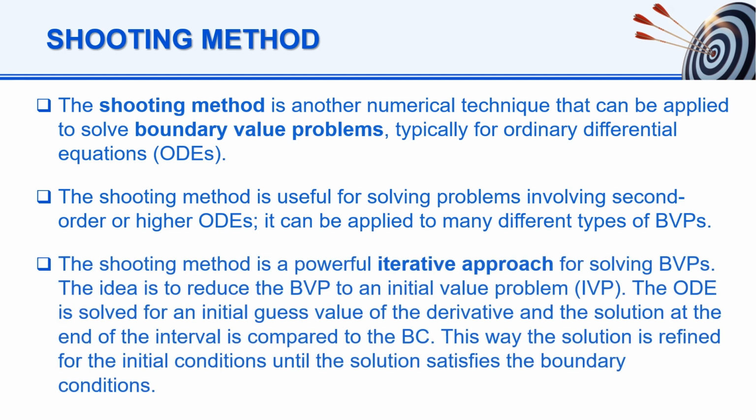The shooting method is a powerful iterative approach for solving boundary value problems. The idea is to reduce the boundary value problem to an initial value problem. The ordinary differential equation is solved for an initial guess value of the derivative, and the solution at the end of the interval is compared to the boundary condition. This way, the solution is refined for the initial conditions until the solution satisfies the boundary conditions.